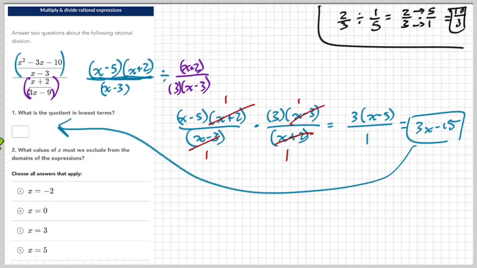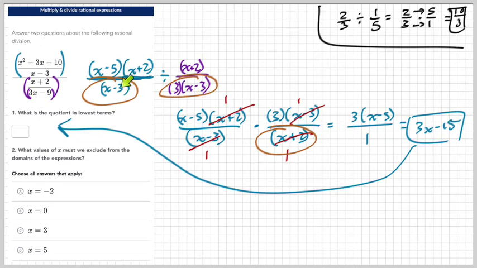Okay, and then what the heck are these? What values of x must we exclude from the domains of the expressions? Okay, so this is what you have to do when looking for excluded values. You have to consider all the denominators. So here's a denominator, and then we got another denominator over here because we had to flip it, right? So we have 3 denominators. So what values of x would make these denominators equal to 0?